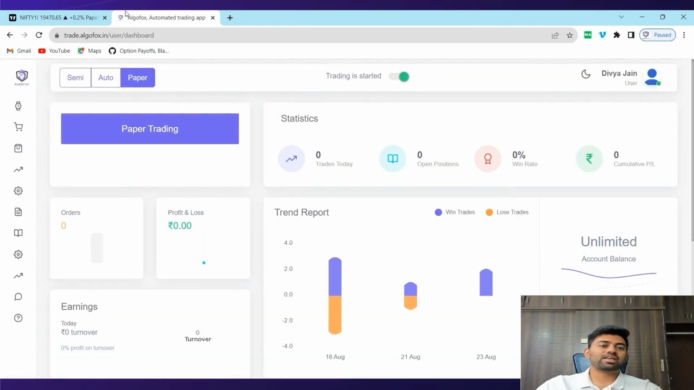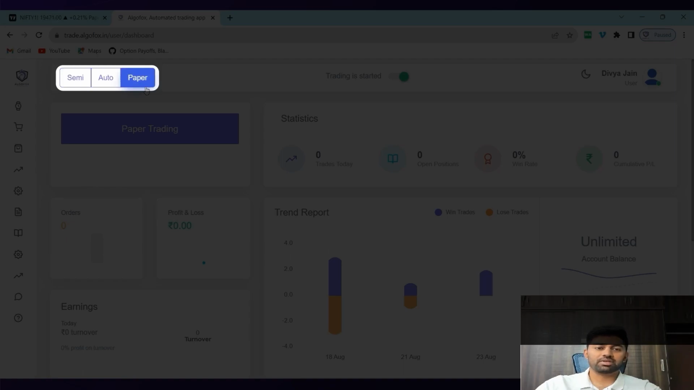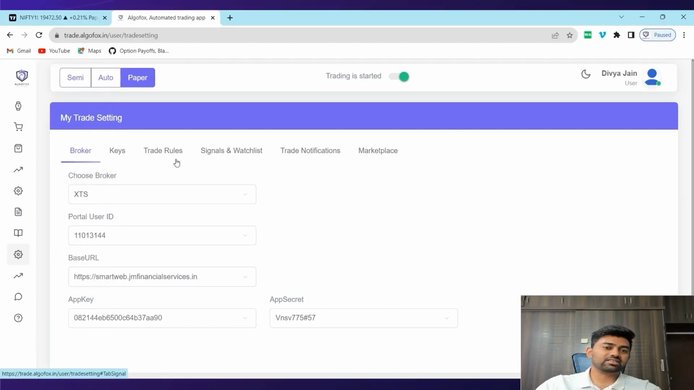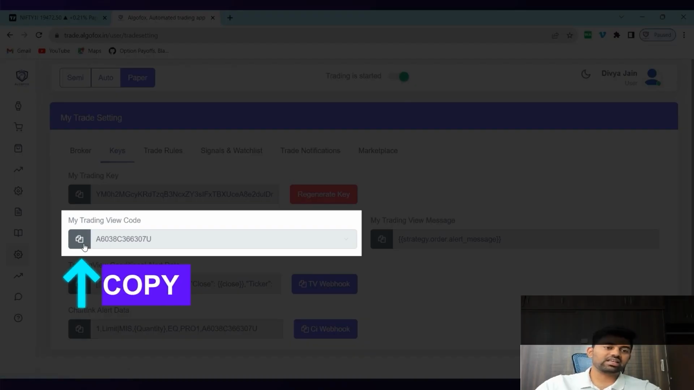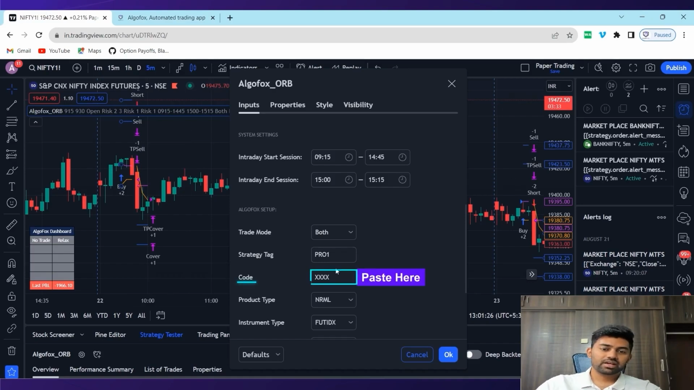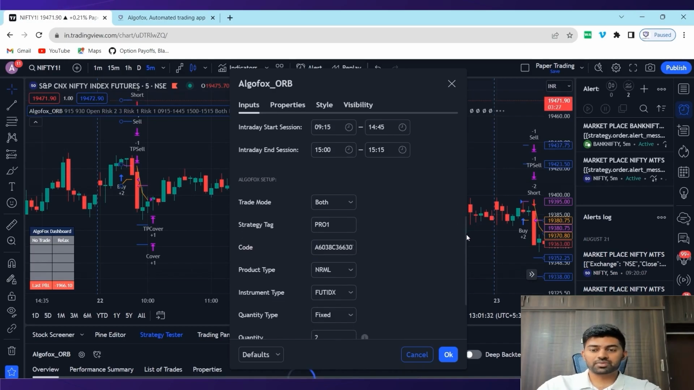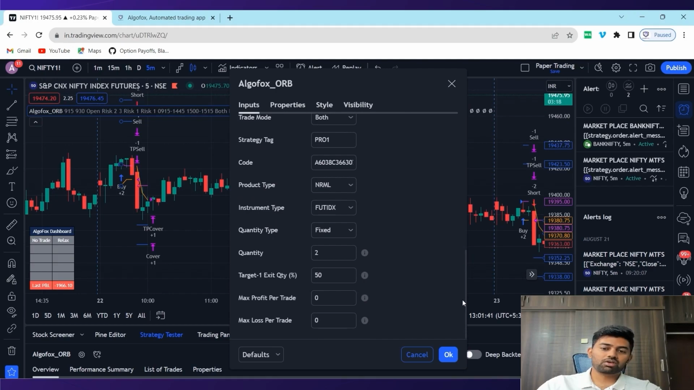Here in AlgoFox, I have 3 modes: paper, auto, and semi. To begin, I'll stick with paper mode. And in the trade settings, we have keys. In the key, I have trading view code. All I have to do is copy this trading view code, come here and paste in the code section. And I can decide in which scripts I want to trade, in which instrument type I want to trade. For example, this is Nifty, so future index, normal order type, quantity fixed to number of lots, and then I click on OK.